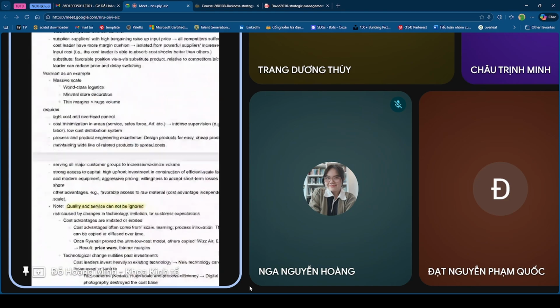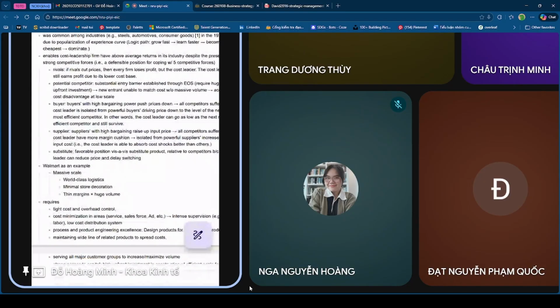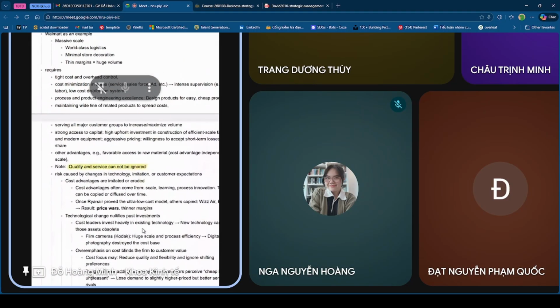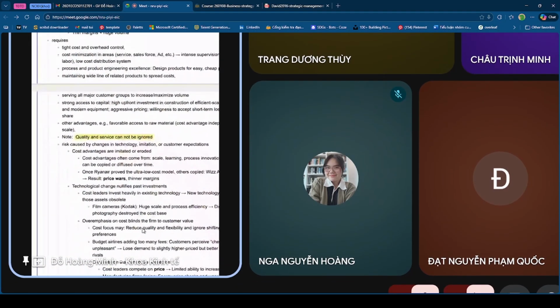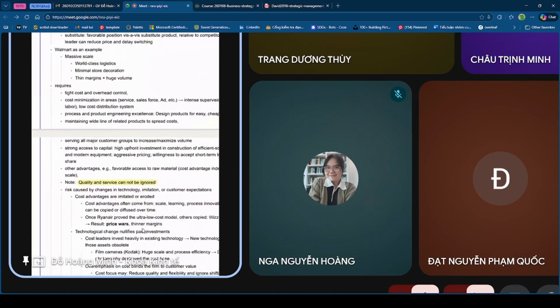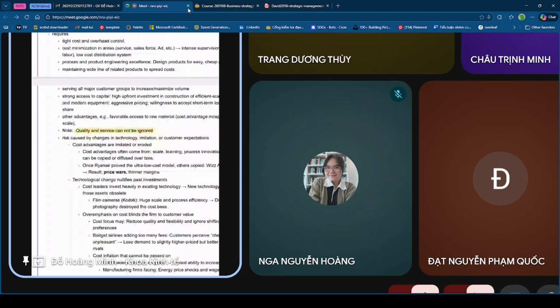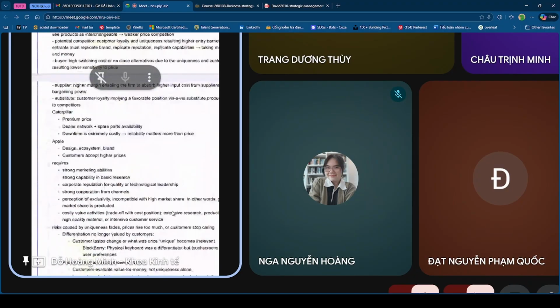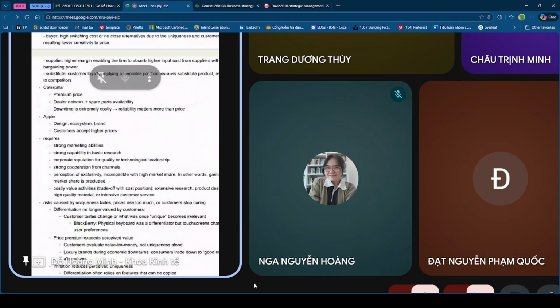Okay, this is the first advantage, the cost advantage. So do you have any questions? Is it clear? Okay, I will move to the second advantage.